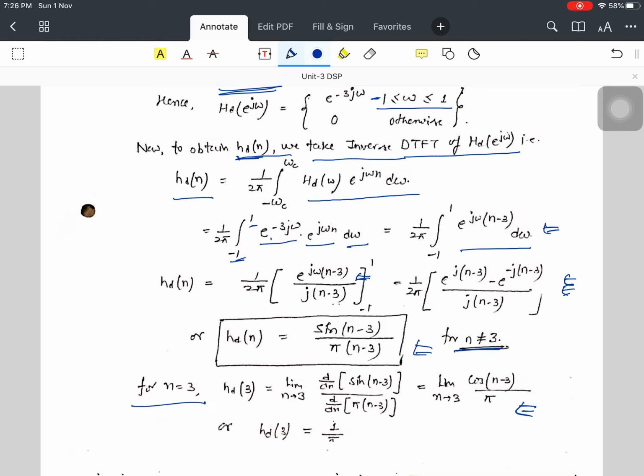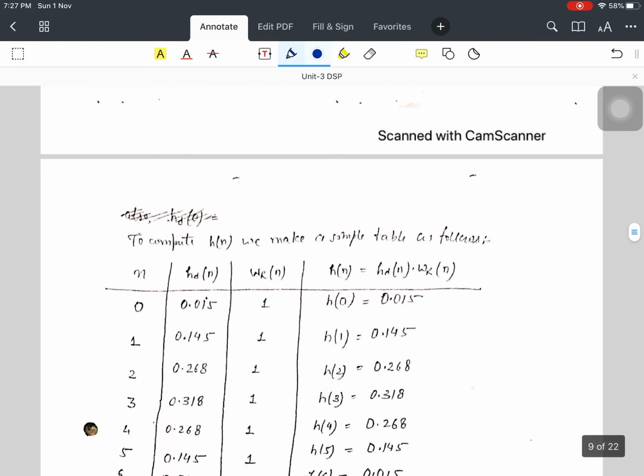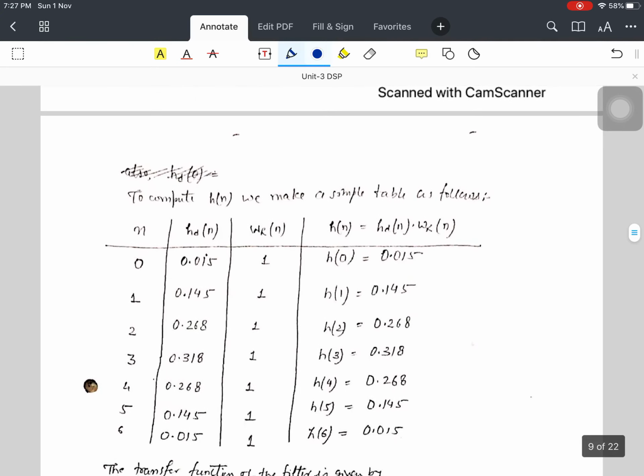You can check here, limit n tends to 3 of d/dn of sin(n-3) upon d/dn of π(n-3). That will give you the value 1/π. So, now we know the value of hd(3). For different n, because the order 7 is given, the values of n are from 0 to 6.